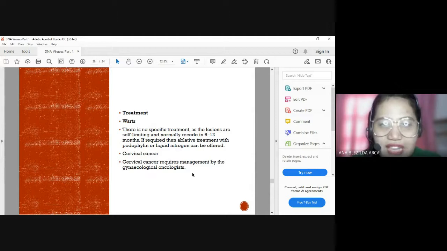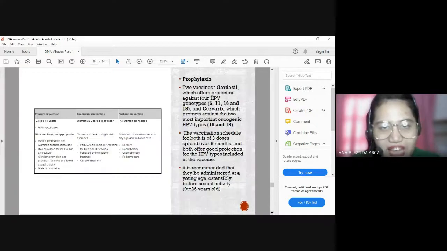So for the treatment, kapag warts na yan, tatanggalin mo lang yung mga lesions. Okay? However, sometimes the lesions can actually disappear on its own kasi self-limiting naman yan. So they can recede about 6 to 12 months. However, syempre, sometimes kapag di siya nawawala, you can go to what they call ablative treatment wherein tinatanggal talaga yung lesion. Kapag cancer naman, well, definitely, chemotherapy na magiging gamutan dyan.